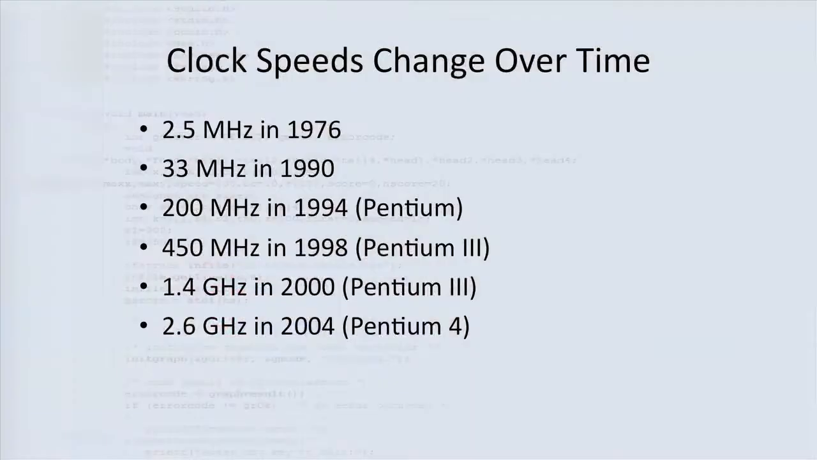Okay, so clock speeds, another thing that changed over time. We started very small, 2.5 megahertz back in 1976. We were up to 2.6 gigahertz in the Pentium 4s.